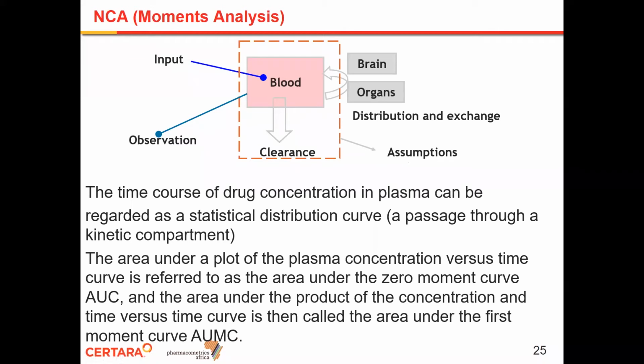But this moment analysis is based on a mathematical and statistical theory that considers the time course of drug concentration in plasma as a statistical distribution. Think of it, you have an amount of molecules that are passing through a kinetic compartment, and its statistical distribution, which varies. Through this theory, we have moments: the zero moment, the first moment, even higher order moments that we don't use in PK. These moments will give us, on average, what was the concentration in plasma, which is what we refer to as area under the zero moment, or AUC.